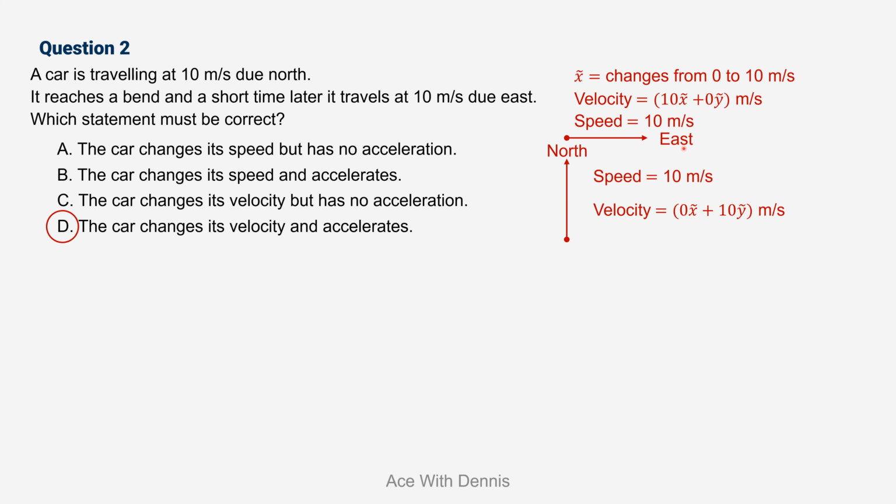So from here, you can see that the x direction changes from 0 to 10 meters per second. For the y direction, it changes from 10 to 0 meters per second. Okay, so we can check one by one for the options that we have. So it changes its speed but has no acceleration. As long as you have a change in velocity, you must have an acceleration. So this option is not valid. For B, it changes its speed and accelerates.